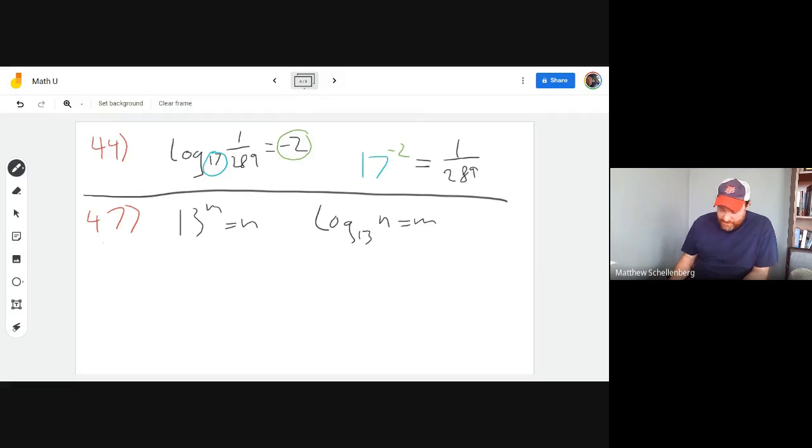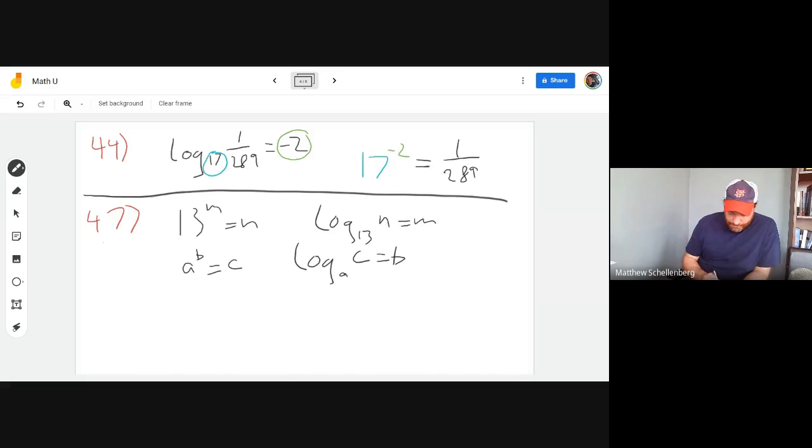Okay, now that was nice. That was kind of like introductory stuff. I guess I'll write it generally. So a to the b equals some c. That's the same thing as the log of c with base a equals b. That's how you convert between exponential form and logarithmic form, and vice versa.